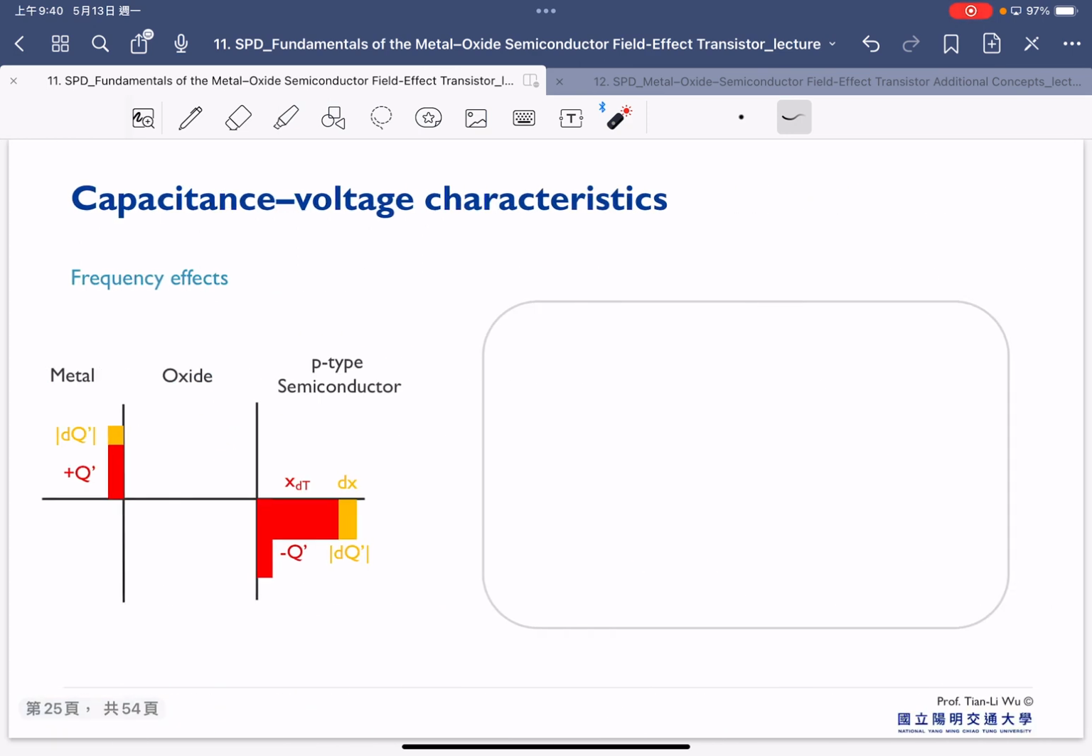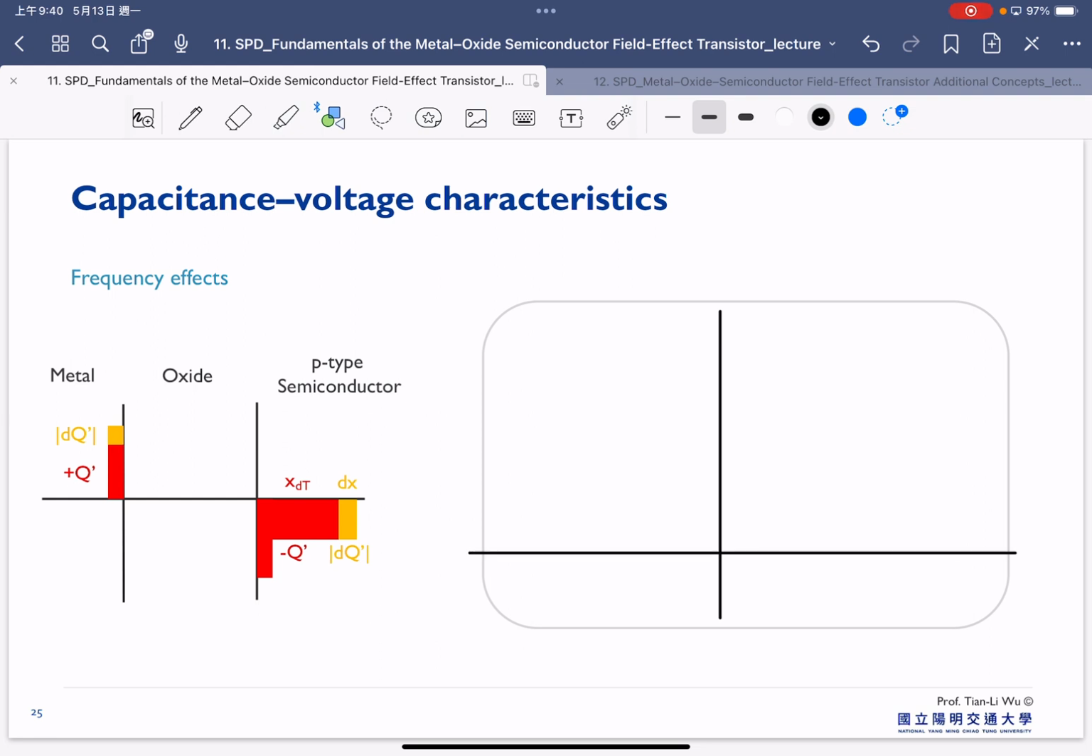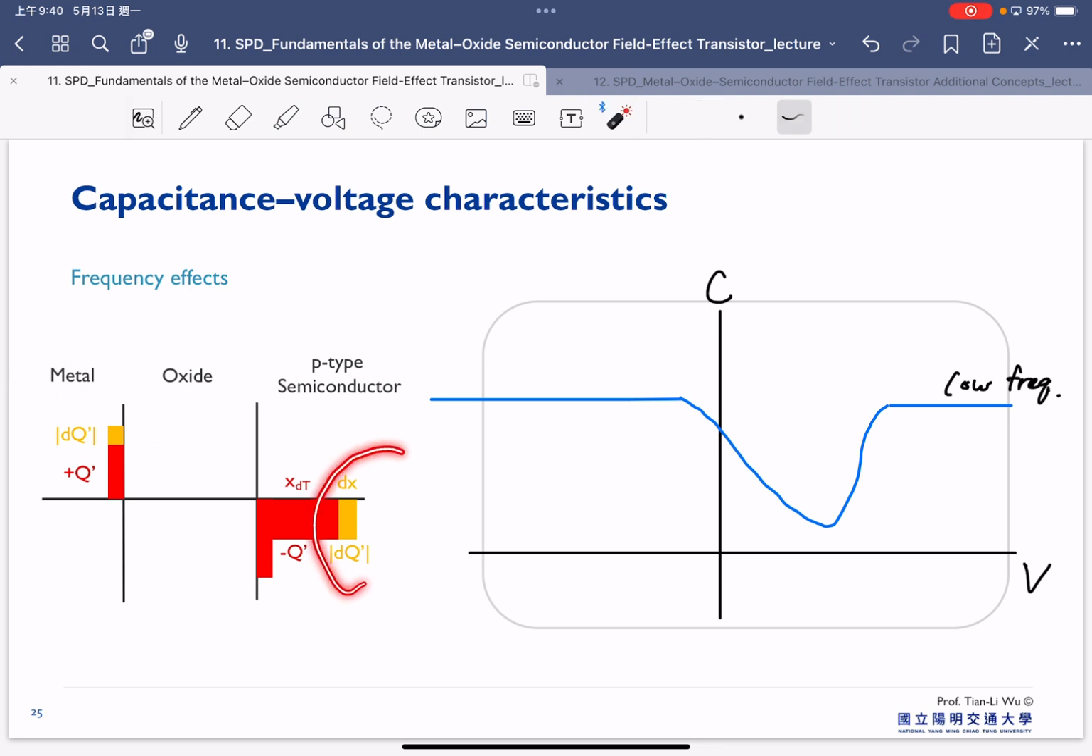So now we can see our ideal CV, as we have drawn before, this is capacitance versus voltage. So ideally, we have the... this is our low frequency case. But now we go to high frequency. This is the high frequency case.